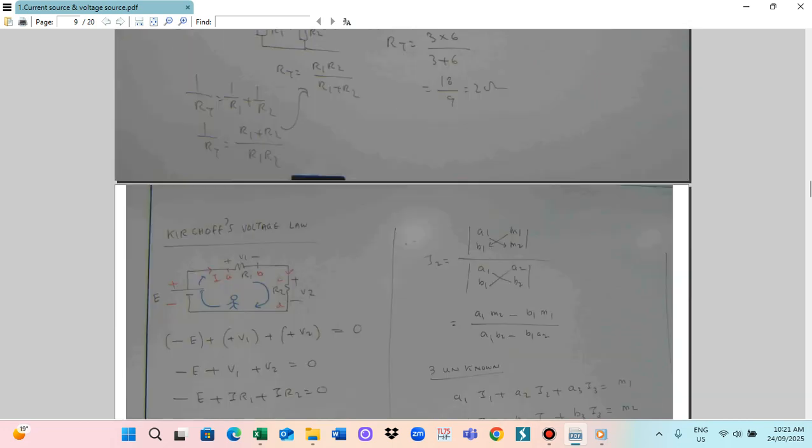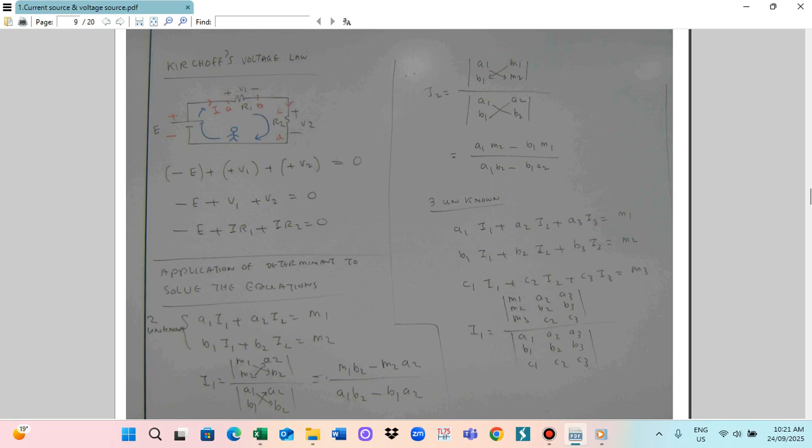That means this is a closed network. This voltage is the supply voltage E. The voltage of resistor R1 will be V1, and the voltage of resistor R2 will be V2. So we have to write the voltage equation for this closed network. Closed network means it is not open, so everything is supplied by the battery. The voltage across resistor R1 is V1, the voltage across resistor R2 is V2, and the common current flowing is I.